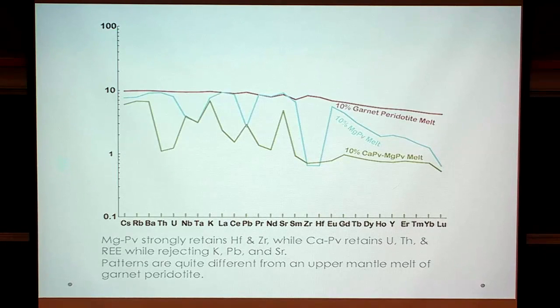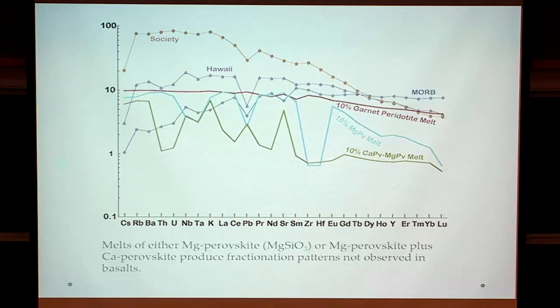The point is, if we now look at just a couple of these patterns, mid-ocean ridge basalts, Hawaii, Society, they don't look anything at all like the kinds of melts I produce in the deepest mantle. They look much more like this garnet peridotite melt. Again, there are these lead anomalies. We can probably explain that by transport of lead into the crust by fluids.